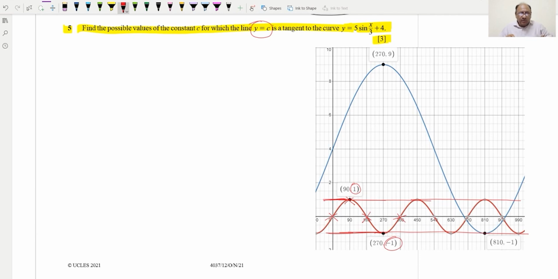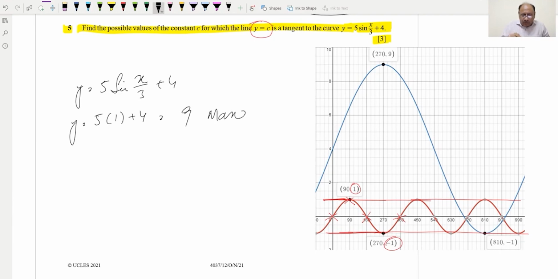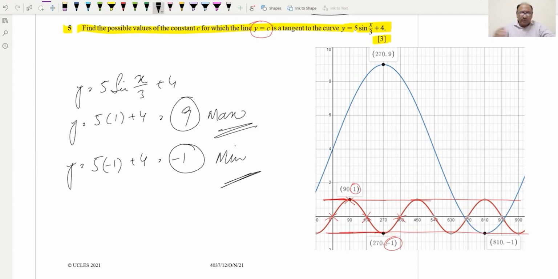Now when we are changing this, for example for the maximum value we can write y is equal to 5 sine of x over 3 plus 4. The sine value can be at most 1, so y is equal to 5 into 1 plus 4, so the maximum value can be 9. Now for the minimum value, sine can be -1, as we discussed. So -5 plus 4, so it will be -1. So this will be the minimum value, and this will be the maximum value.